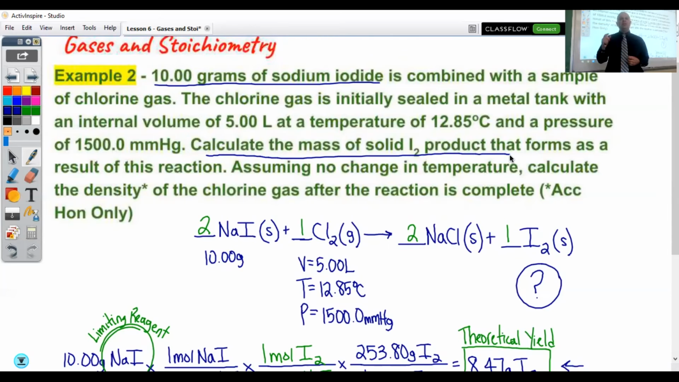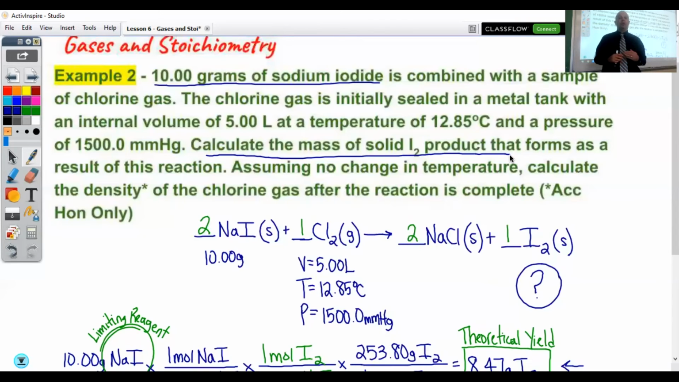That means you need to know its mass as well as its volume. Well, the volume is given to you in the problem as 5.00 liters. So really, we just need to know the mass of chlorine gas that remains after this reaction is done. We have the moles of chlorine to start, so what we need to do next is figure out the moles of chlorine that are used up, because that will allow us to subtract and find the moles of chlorine and thus the grams of chlorine that are excess.